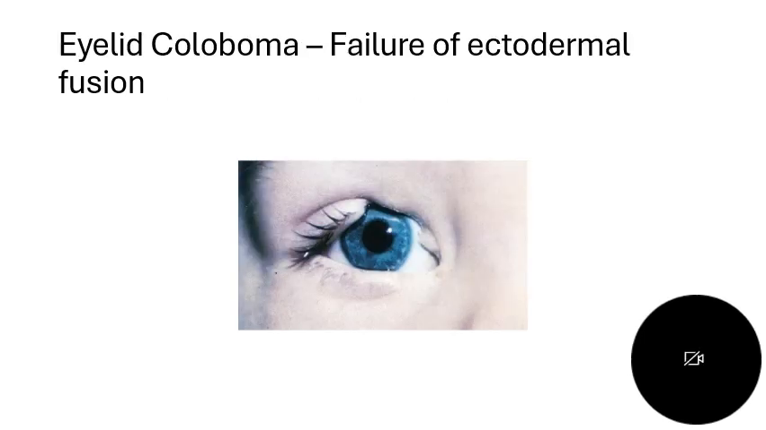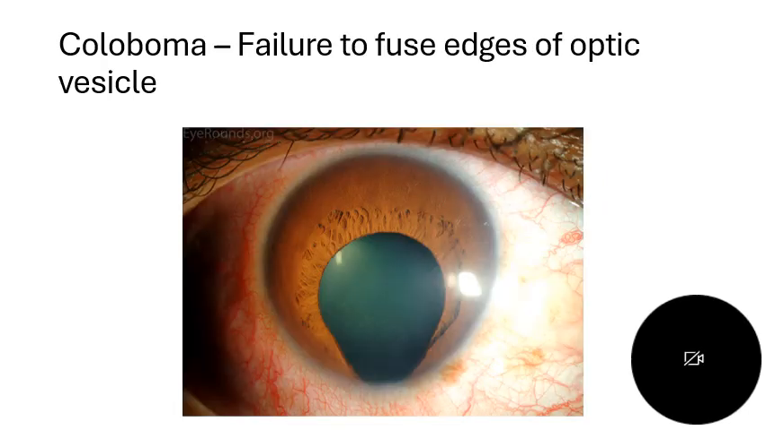This is a patient who had a failure of development of the ectodermal layer. So the eyelid skin did not fully develop. This is a person who had a failure in the fusion of the neural crest cells and the ectoderm, leading to an opening in their iris. It did not close all the way, and so therefore that part is missing.